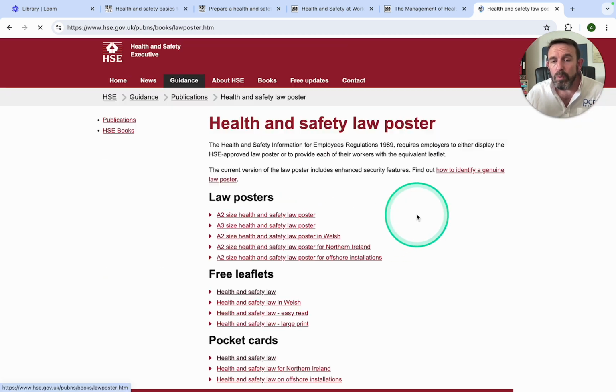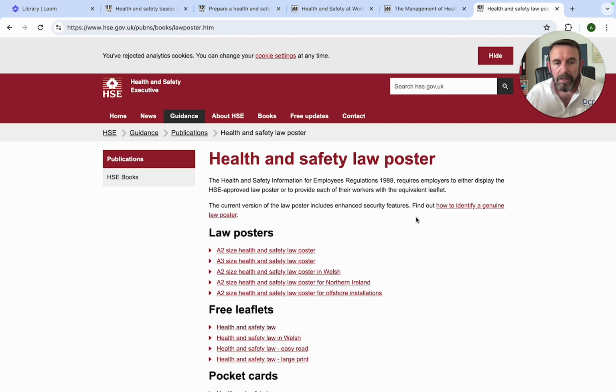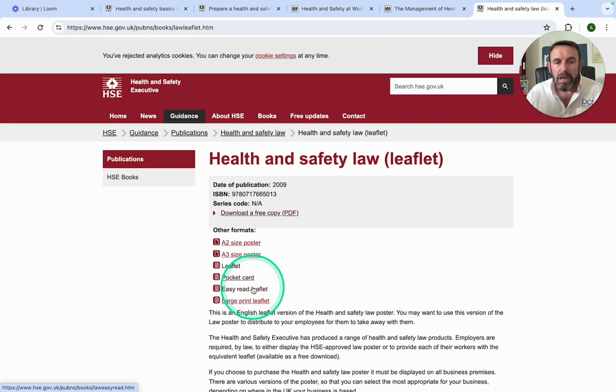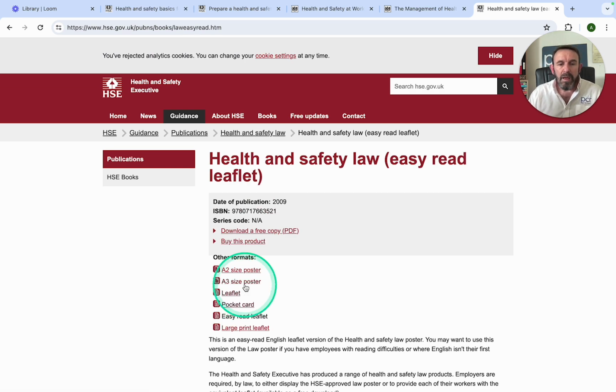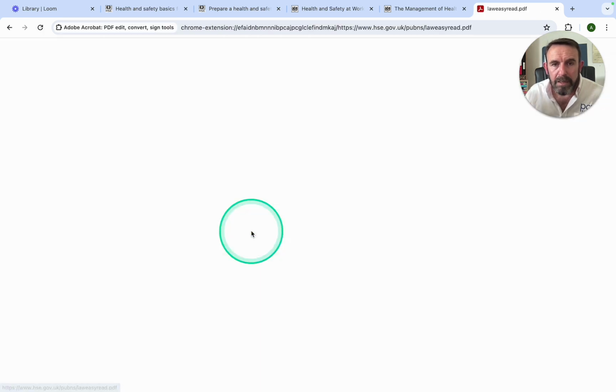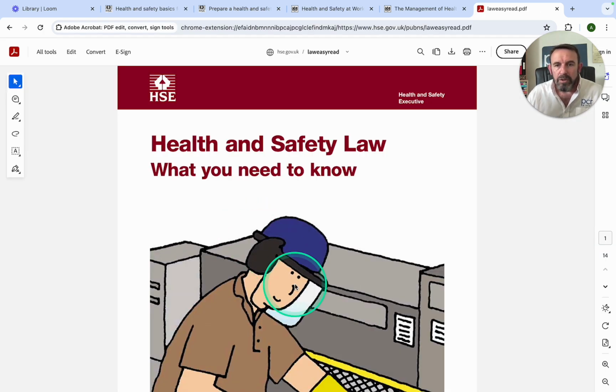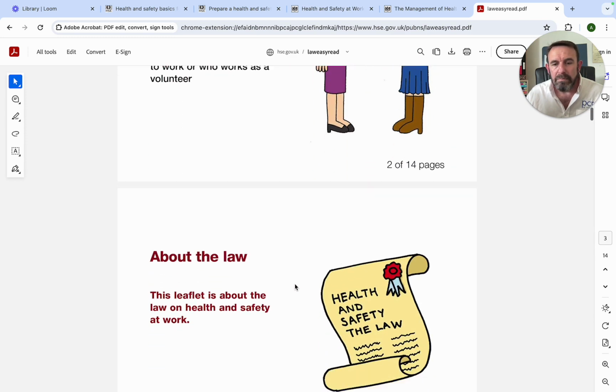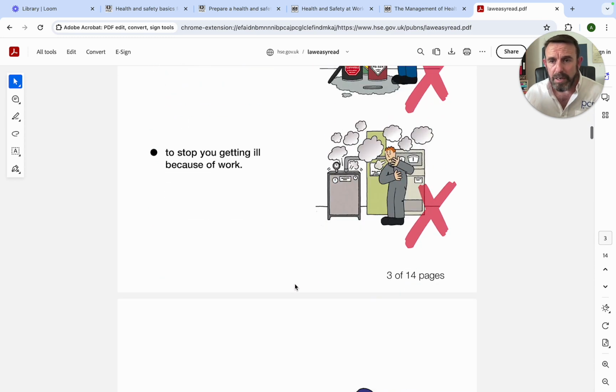leaflet." So we can actually go in a little bit further and look at law posters or leaflets, health and safety law, and we can get it in various languages as well. When we have a look at that, we can download it. Let's have a quick look. Pocket card as well, easy read leaflet, and that we can download, bear with me, and that's actually going to give us all the requirements that we need with really good explanations as well.